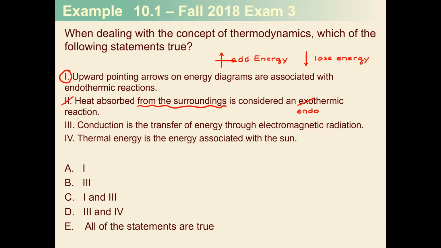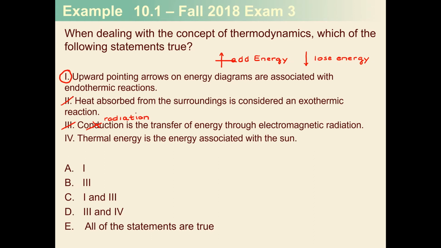So let's look at 3. Conduction is the transfer of energy through electromagnetic radiation. That is not correct. Remember that conduction is through the motion of molecules. If we want to talk about electromagnetic radiation, well, that is not conduction, and this would have to be radiation. So number 3 is not a correct answer.